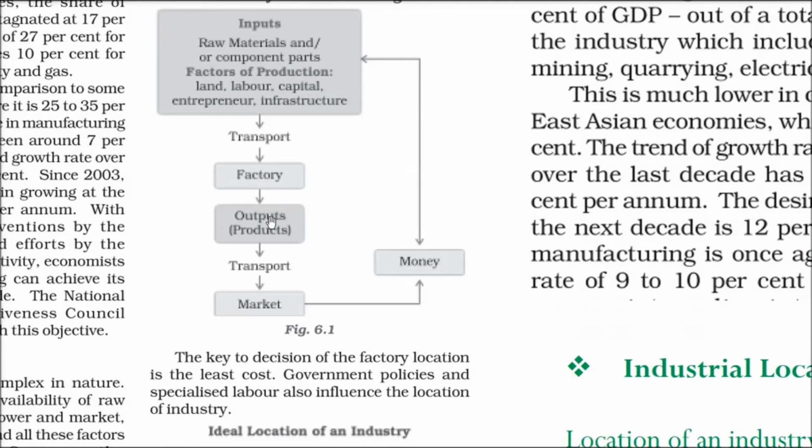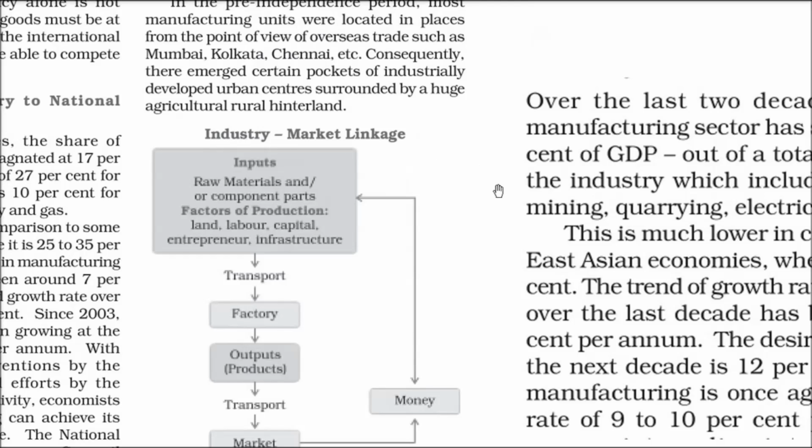In the factory, the raw material is converted into an actual value added product. Like a mango would come, and a fruity will be produced. A mango will come, and a juice will be produced. That is the value addition we are doing from the raw material. Once this output product is there, it is transported. It has to be swift, fast, efficient, and reliable transport. It goes to the market, and from the market it is sold, and then we get the money again. So this is how the chakra, or cycle, of industry market linkage goes.